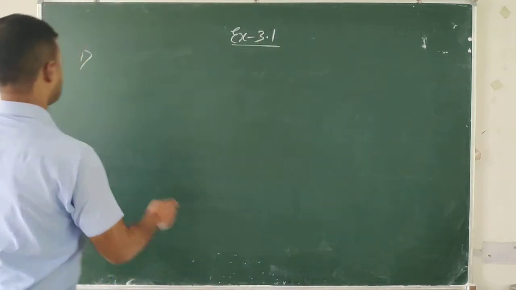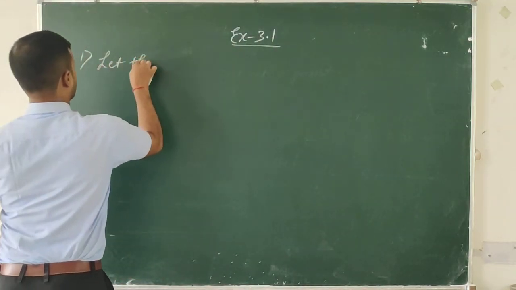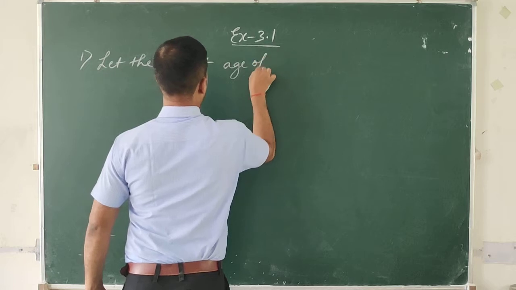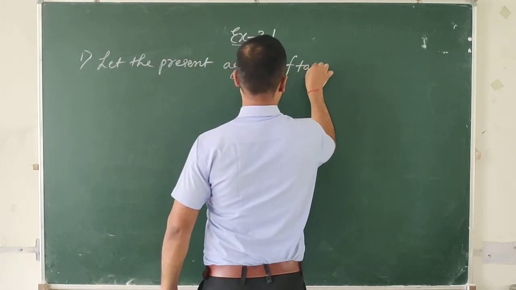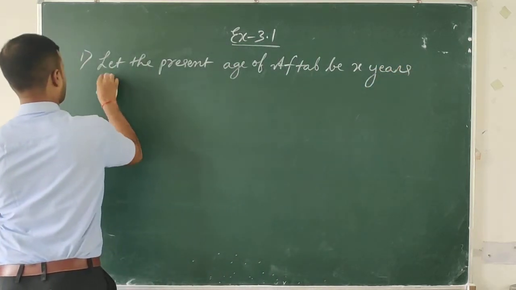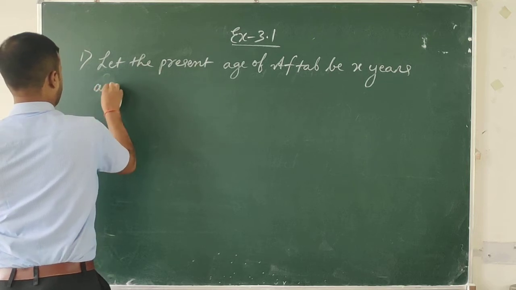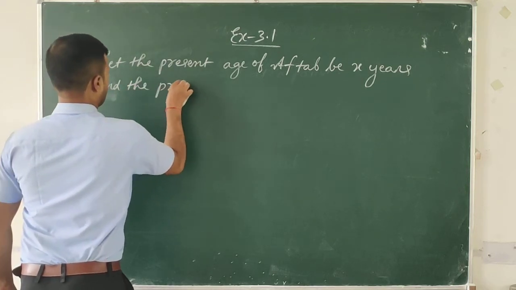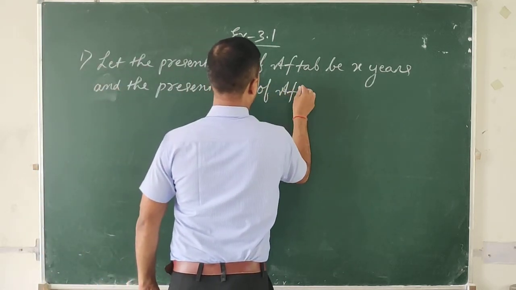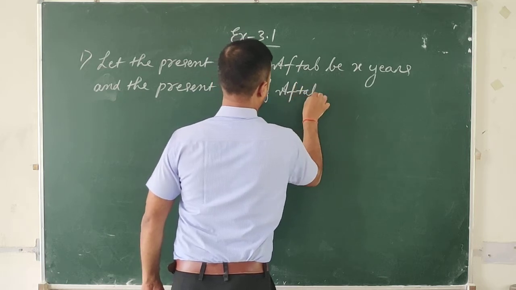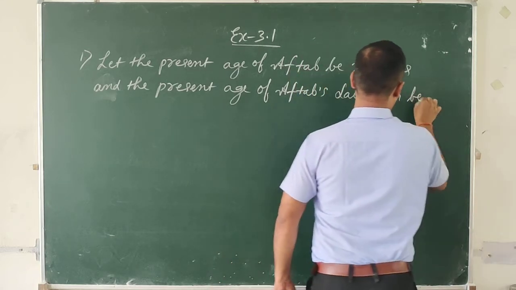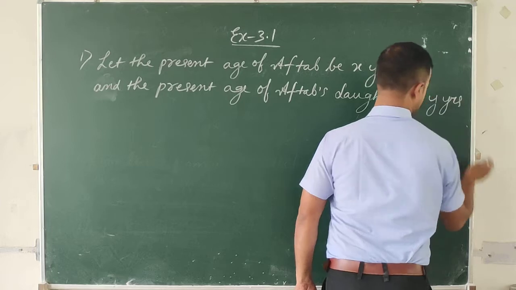Okay, so let the present age of Aftab be x years and the present age of Aftab's daughter be y years. Okay.